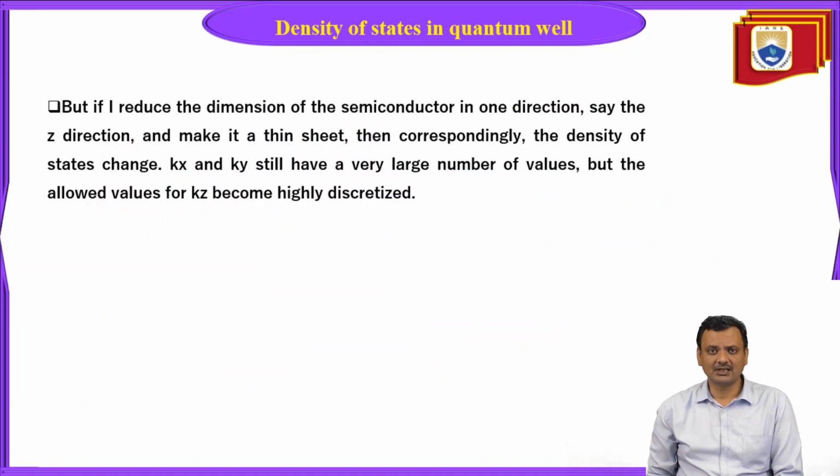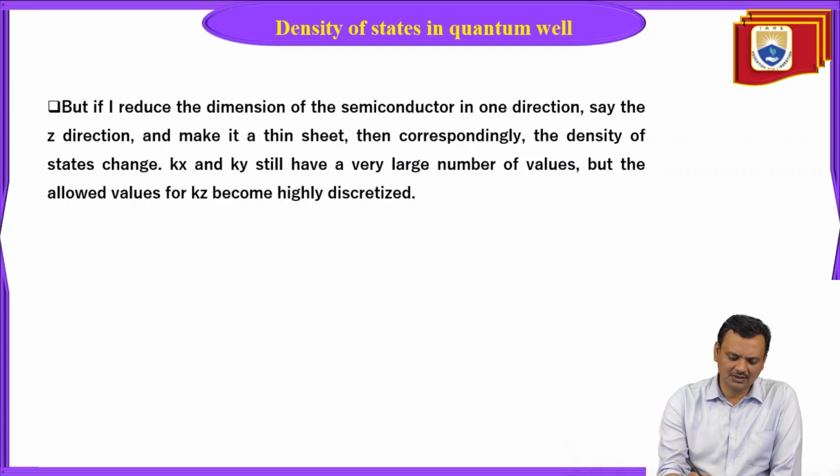The same thing is written here. If I reduce the dimension of the semiconductor in one direction, let's suppose the Z direction, and make it a thin sheet, then correspondingly the density of states changes. In the Z direction, the density of states will be changed. But k_x and k_y still have a very large number of values, while the allowed values for k_z become highly discretized. What does he want to say?